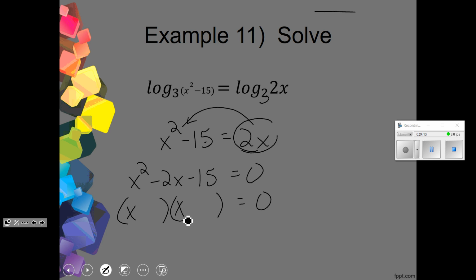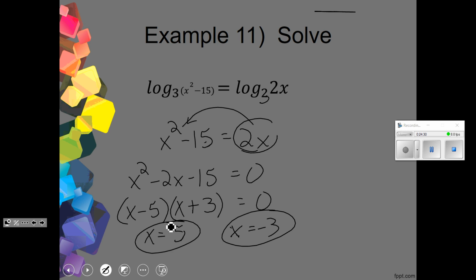So what will I get when I factor it? Minus 5 and plus 3. And then that's going to make x equal to 5 and x equal to negative 3. And when you plug them back in, they should work. Any questions about that? All right. The end.